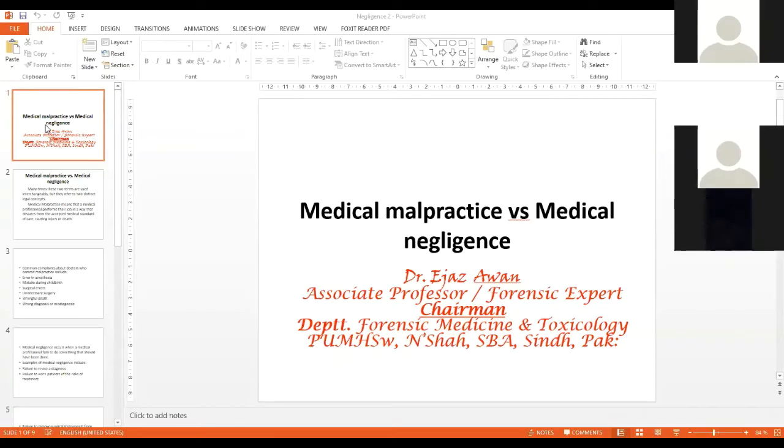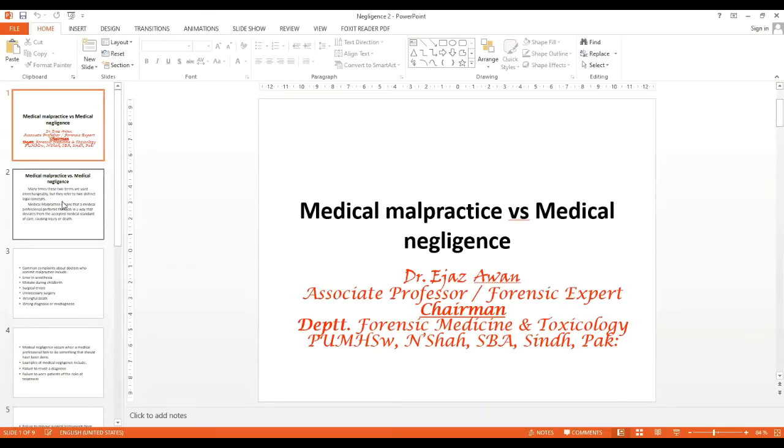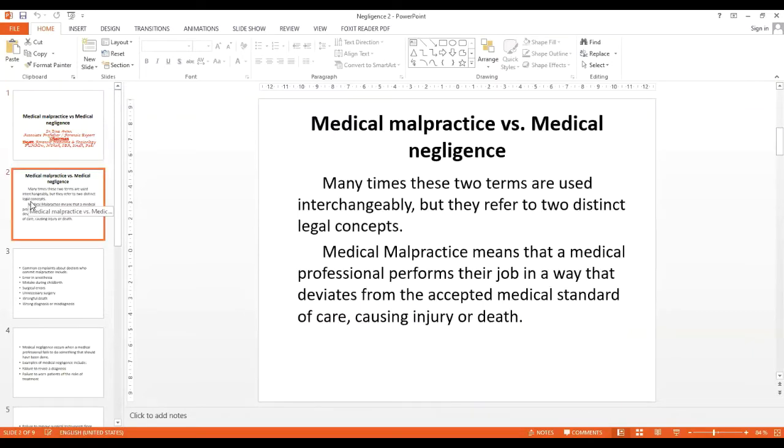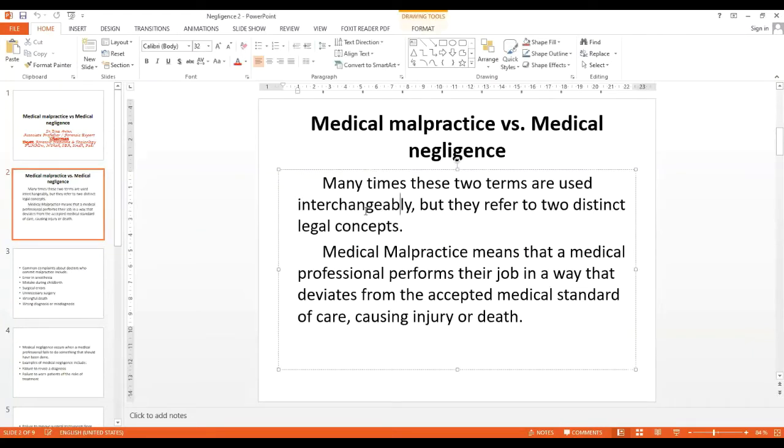Another thing is medical malpractice versus medical negligence. So here there is a question: what is the difference between medical malpractice and medical negligence? Many times these two terms are used interchangeably, but they refer to two distinct legal concepts.